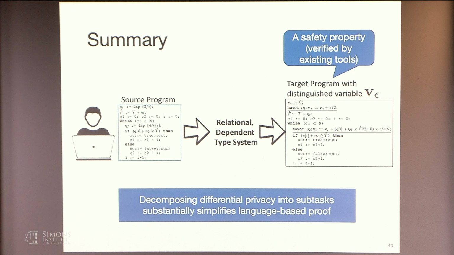In summary, what both the LightDP and the ShadowDP systems guarantee, the core is a relational dependent type system. The type system actually decomposes differential privacy, a property on distributions, into some subtasks on non-probabilistic programs, which makes it much simpler to verify in a formal way.